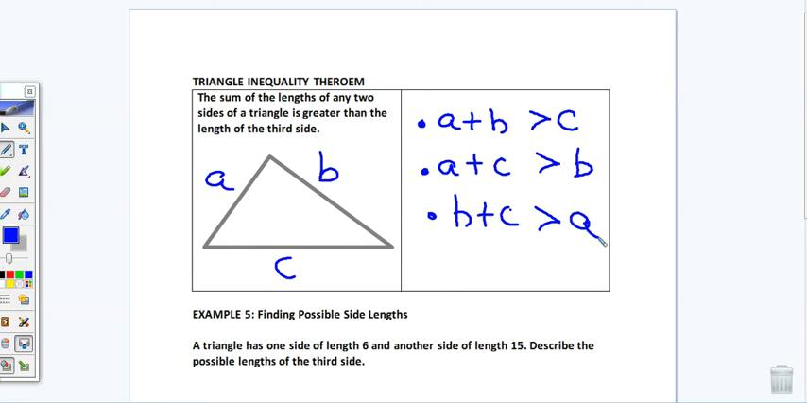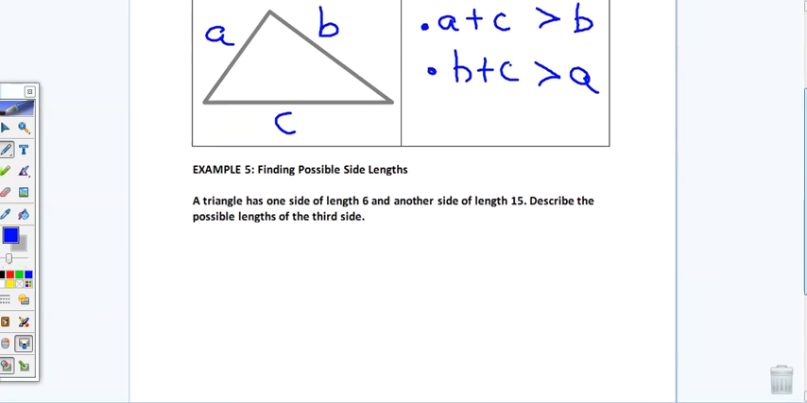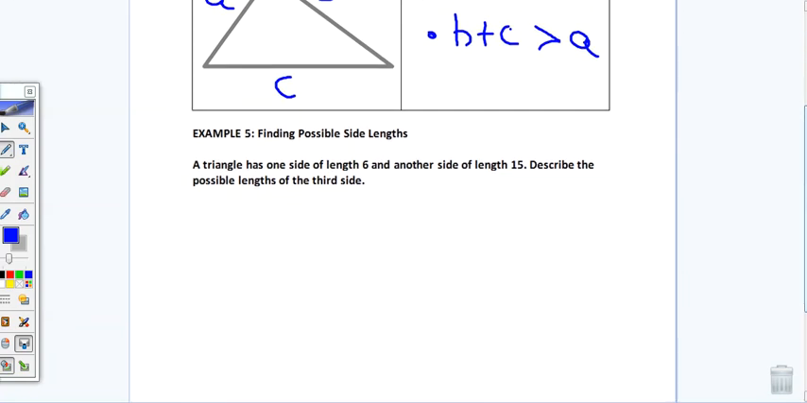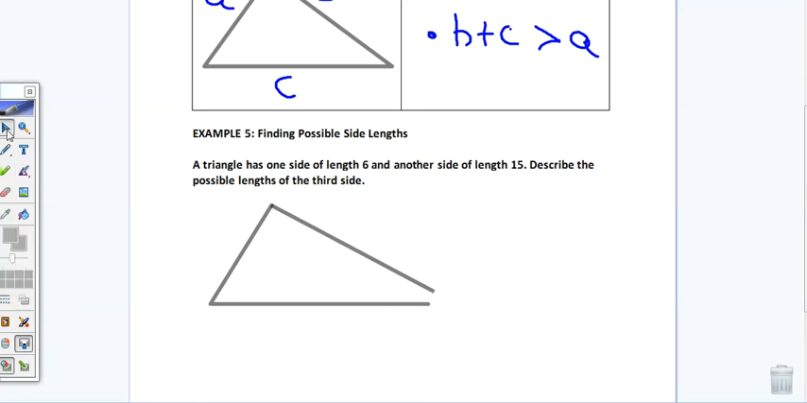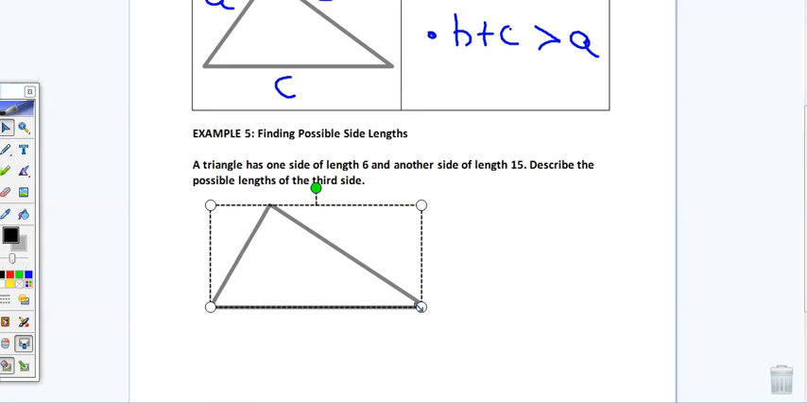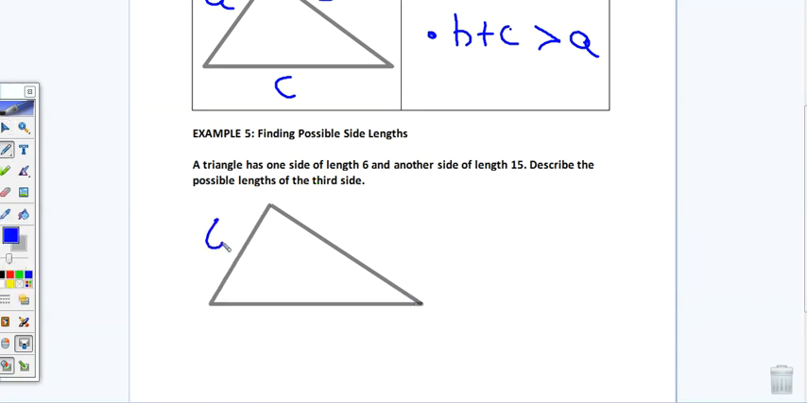Okay? So let's look at an example here. If you add any two sides in a given triangle, I don't care what you pick, they have to be more than the third side. So it says in a triangle, one side has length 6, and the other has length 15. So let's just say this here is 6 right here, and this is 15 right here.